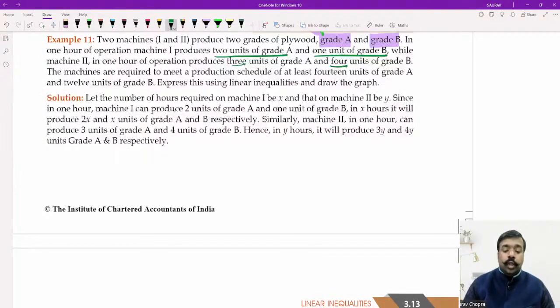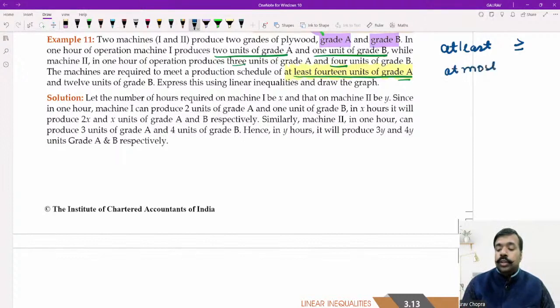The machines are required to meet a production schedule of at least 14 units of grade A. Now see, what are the constraints? It says at least 14 units of grade A. That means it is the minimum requirement. So grade A should be more than or equal to 14, because it is not at most. We are given at least. So whenever there is at least, we have to use the greater than equal to sign. And when it is at most, we have to use the less than equal to sign. And also 12 units for grade B.